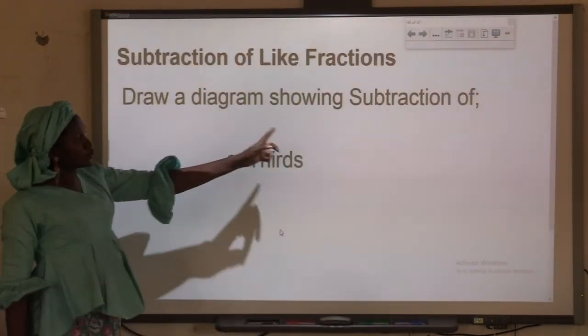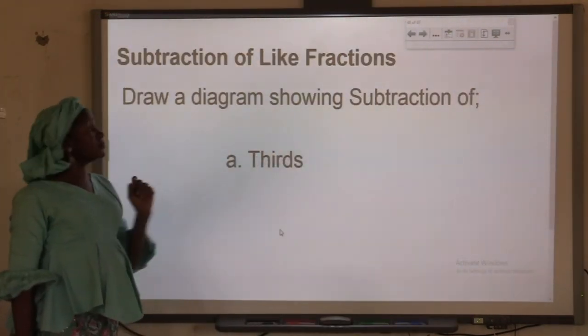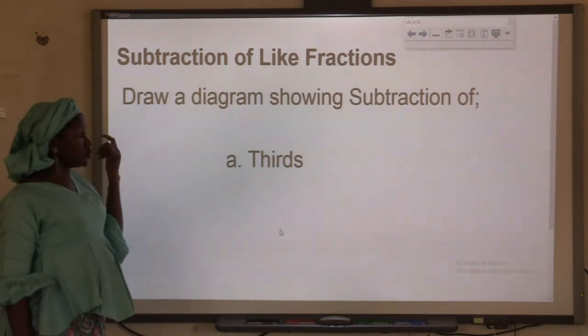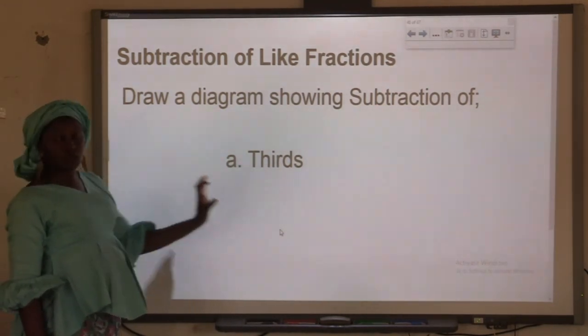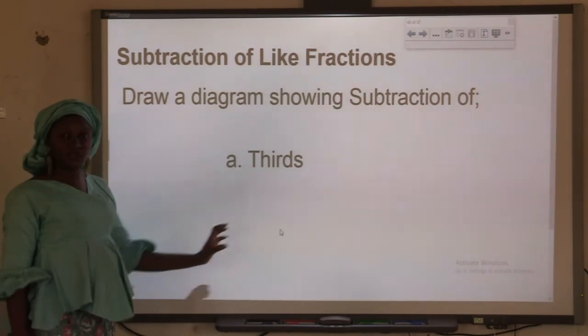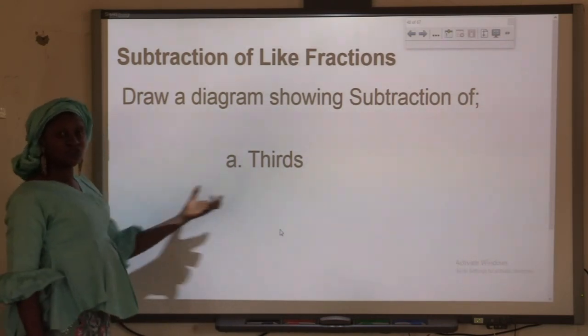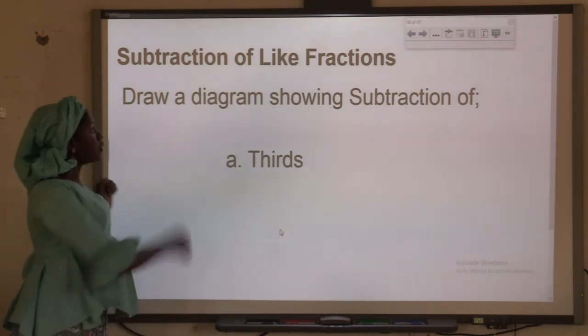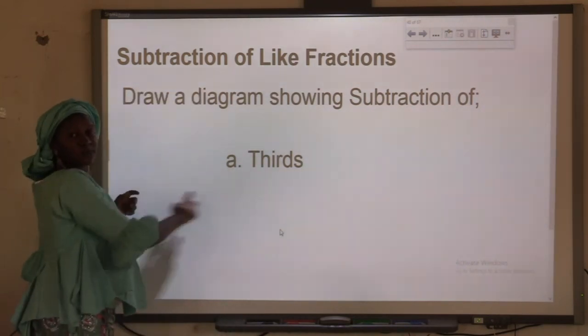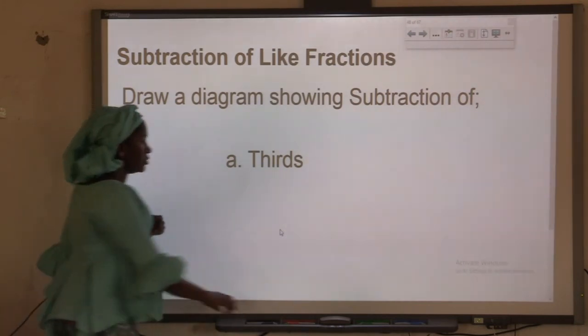Draw a diagram showing subtraction of thirds, like we did before for addition. When you have like fractions or common fractions with the same denominator, we consider the numerators. At addition, we add the numerators. Now we are at subtraction. We are going to subtract the numerators.